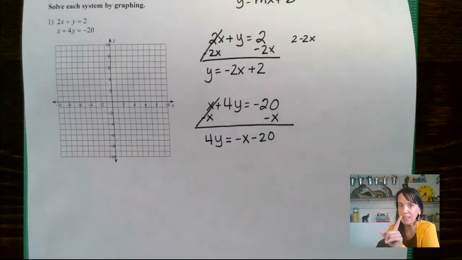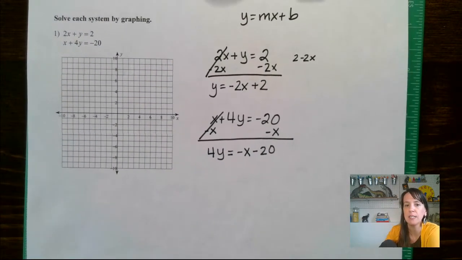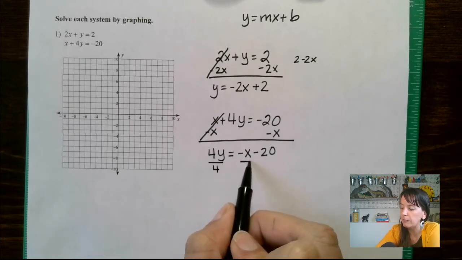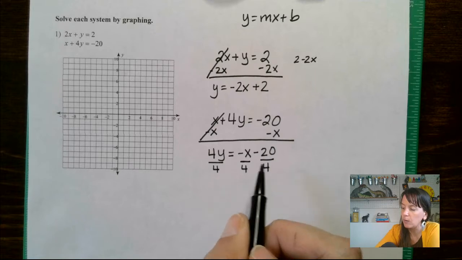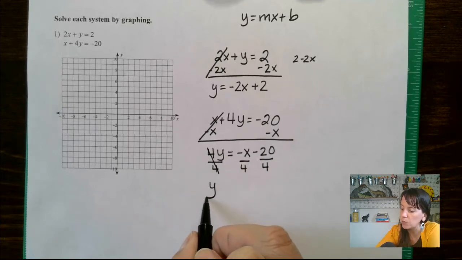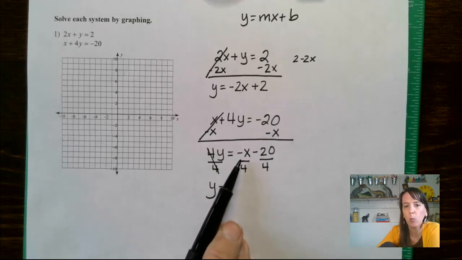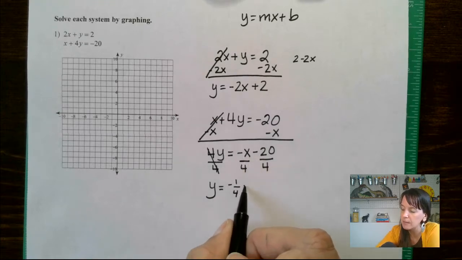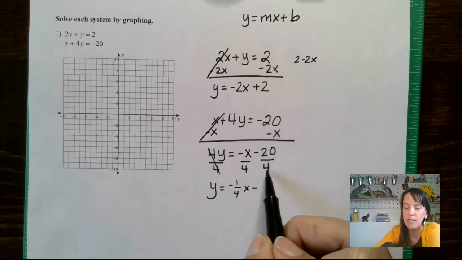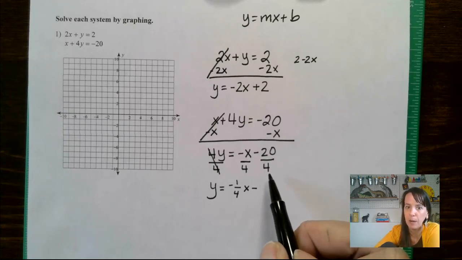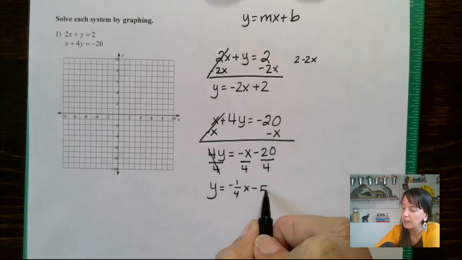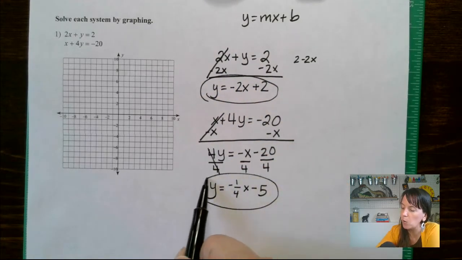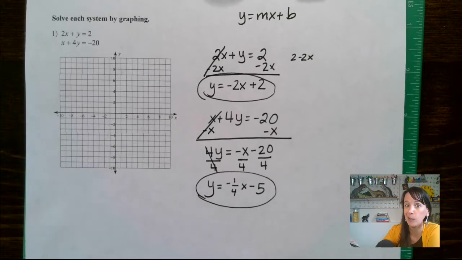Now, that y is not by itself. I have to divide each chunk by 4, because that's the opposite of multiply. Now, remember there's always a 1 in front of your variable. So what this really is, is negative 1/4 x minus 20 divided by 4. Negative 20 divided by positive 4 is a negative 5. Okay, so now that I have these two equations in slope-intercept form, I can go ahead and graph those.